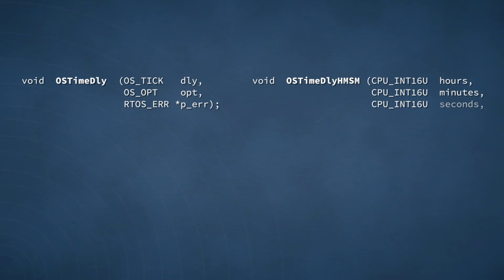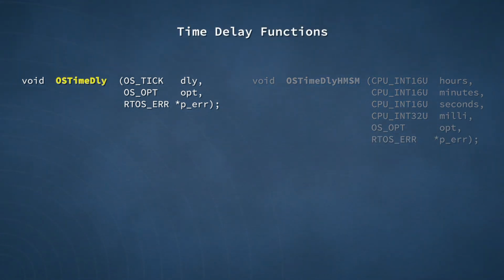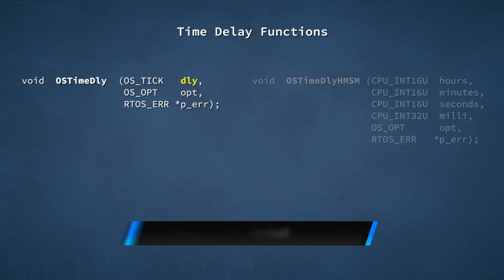Time delays are a commonly used tick-based service, and Micrium OS provides a couple of functions for creating delays. The first of these functions is named simply OS time delay. It accepts a delay specified as a tick count. This can be an absolute value, which the Micrium OS internal tick counter must reach before the calling task is made ready to run, or it can be a relative count, referring to the number of ticks from the current counter value until the task is made ready.